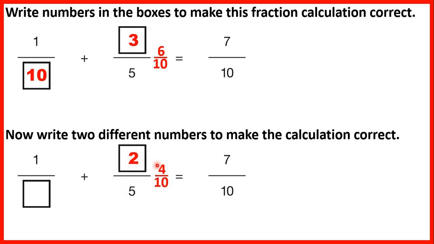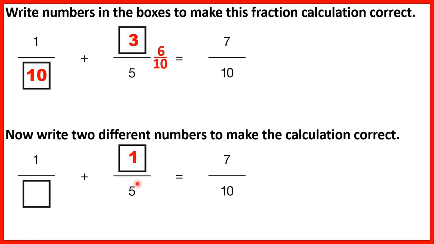2/5 is the same as 4/10. 2 times 2 is 4, 5 times 2 is 10. So then we can think what plus 4/10 is 7/10. Well, that's 3/10, but we need a fraction with a numerator of 1, and we can't simplify 3/10 to a fraction with 1 as the numerator, so we need to try something else.